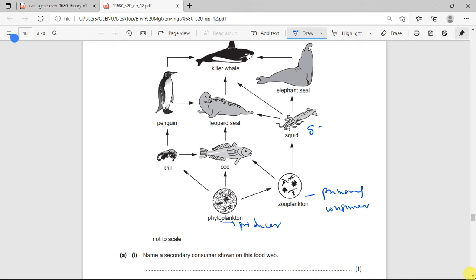The squid is also a secondary consumer. The penguin is also a secondary consumer. So just name one. Even if you write the same cod in this question, you'll still be correct because it feeds on both primary consumers and the producer. So I can write cod, the penguin, the squid, even the leopard seal, because it feeds on cod, and cod is also a primary consumer. That can also make the leopard seal a secondary consumer.